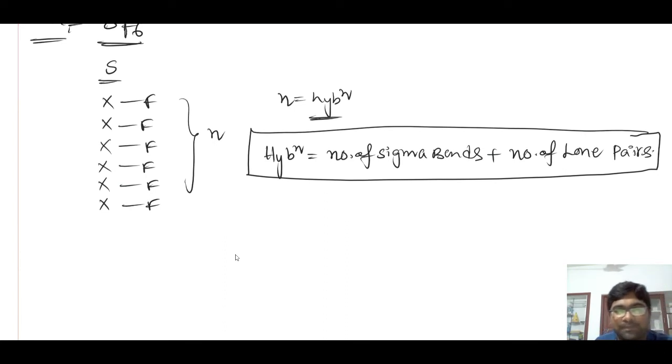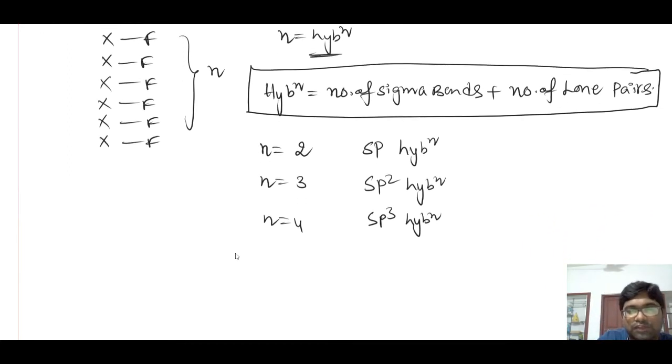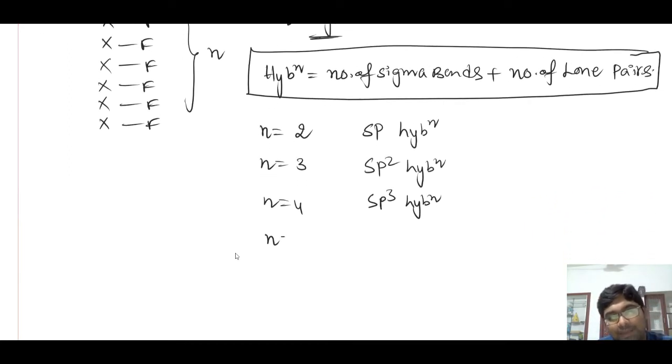If n is equal to 2, we can say it is sp hybridization. If n is equal to 3, it is sp2 hybridization. Next, if n is equal to 4, it is sp3 hybridization. If n is equal to 5, we can say it is sp3d hybridization.